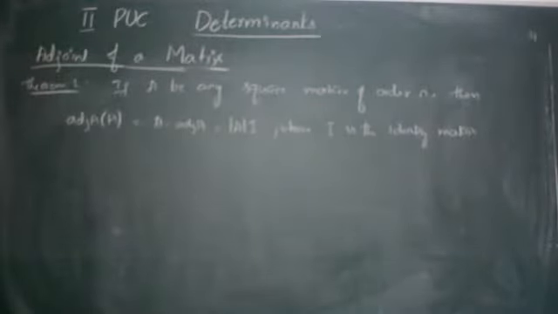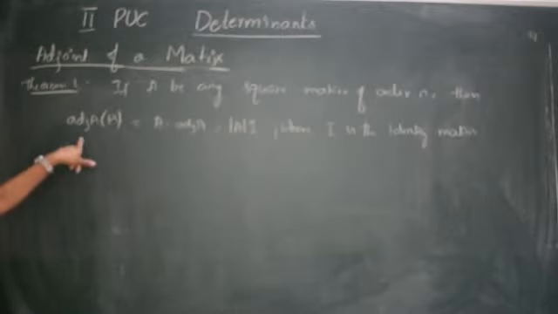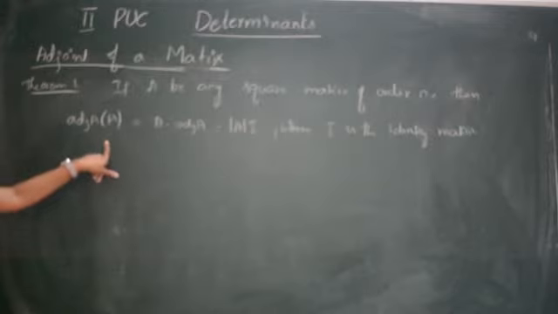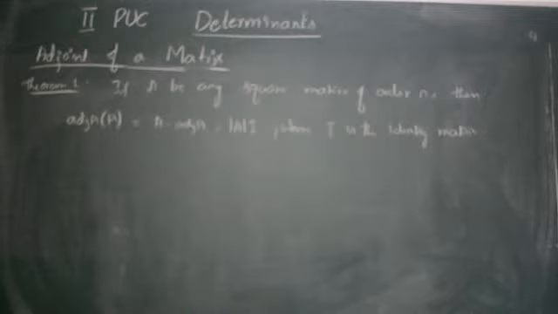So this is one of the main theorems, and we use it often. If A is any square matrix, so adjoint is defined only for square matrices, then adjoint of A into A is equal to A into adjoint A, which is equal to determinant of A into I. So how can we prove that?